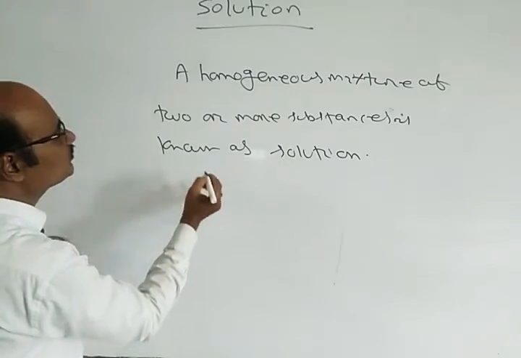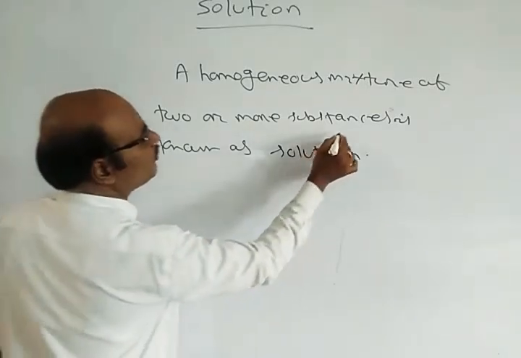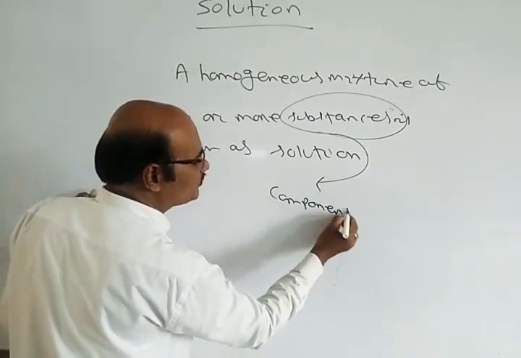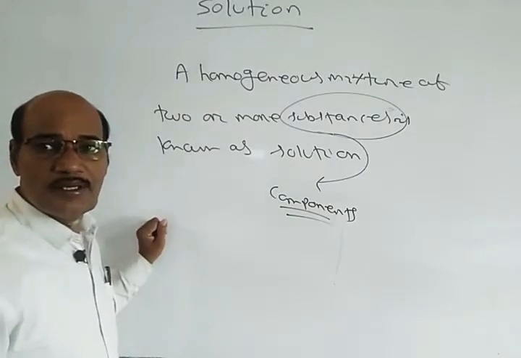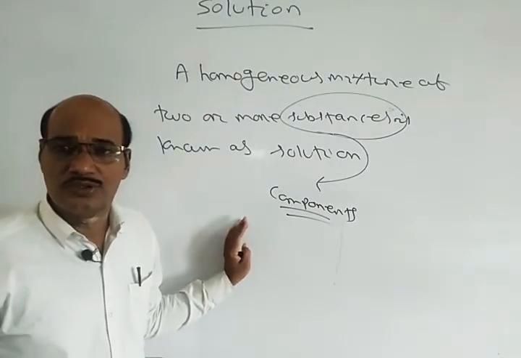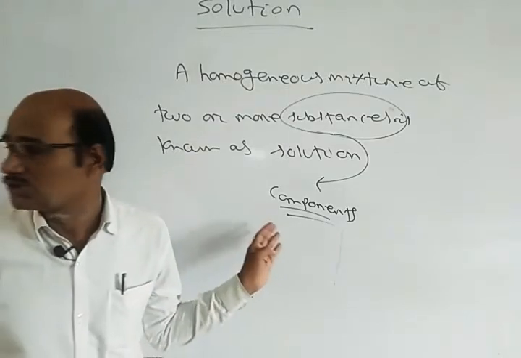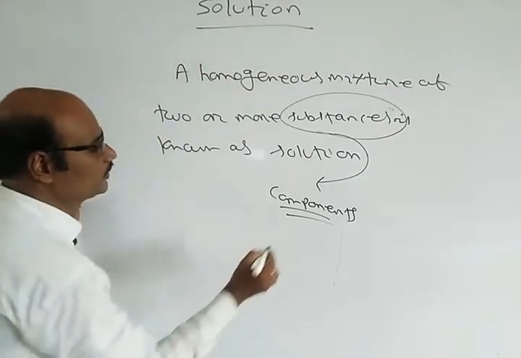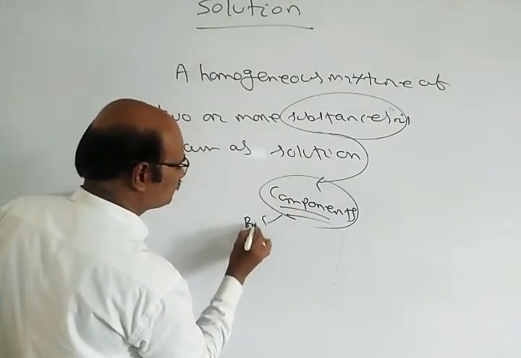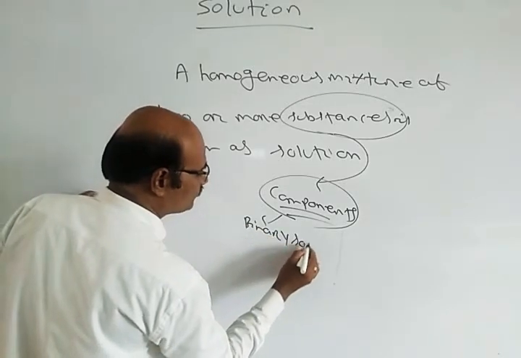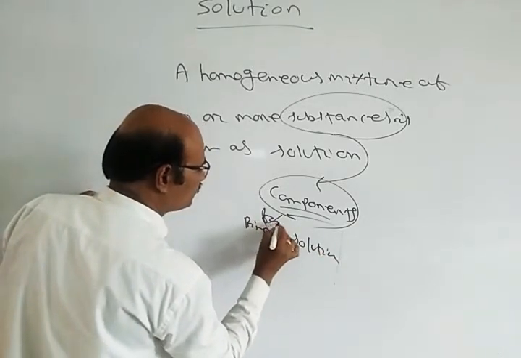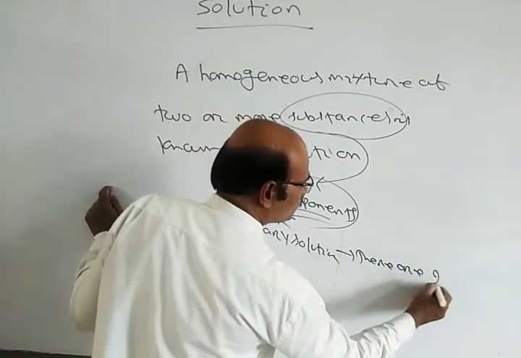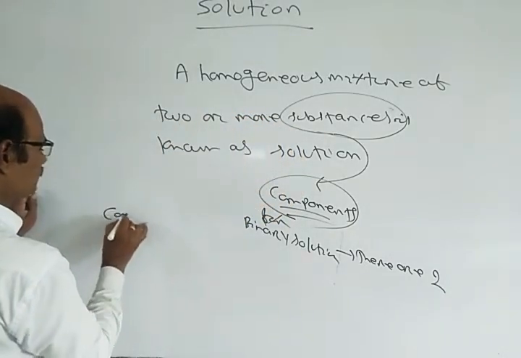Now, the substances which are present in the solution are called what? These are called components, components of the solution. And in a particular solution, if suppose we have a binary solution, that means we have two components. So for a binary solution, there are two components.